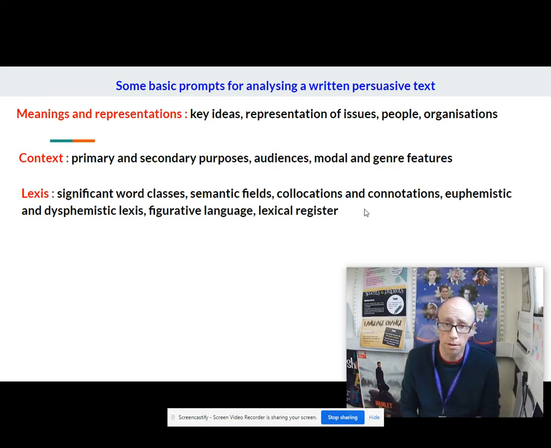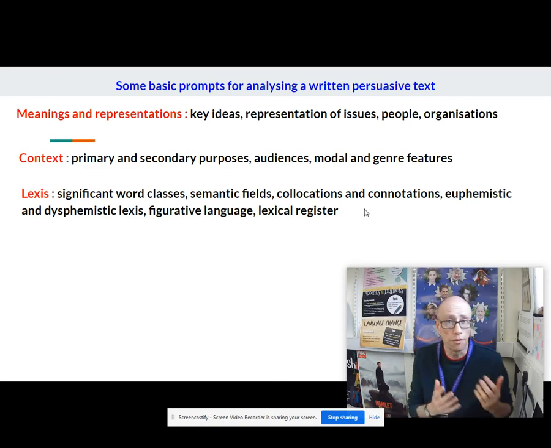Think also in terms of lexis about semantic fields. Obviously the primary semantic field will be the topic of the piece, but there may be important secondary semantic fields as well, which are helping nudge you, the reader, into thinking and feeling in certain ways. There may be words that are chosen with particularly rich connotations, the kind of associative meanings that are going on.